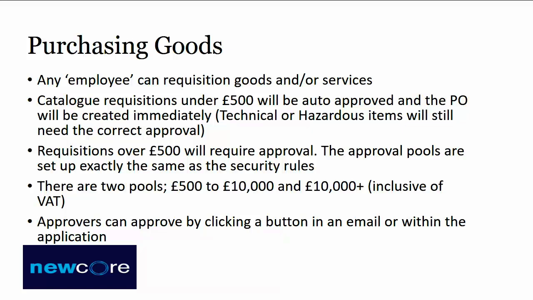Any employee can requisition goods or services. I think most people in this room already know that. Catalog requisitions under £500 will be automatically approved. A PO will be created immediately and issued to the supplier automatically, and they will receive it and provide the goods. There are exceptions. Technical and hazardous items will still need the correct approvals.